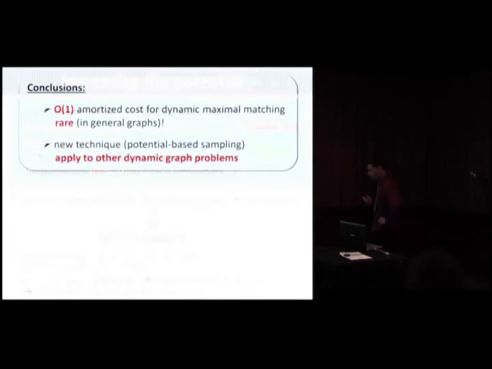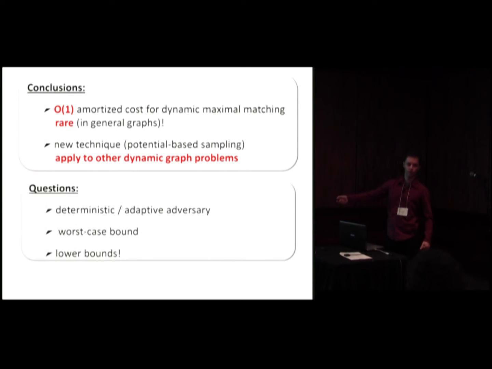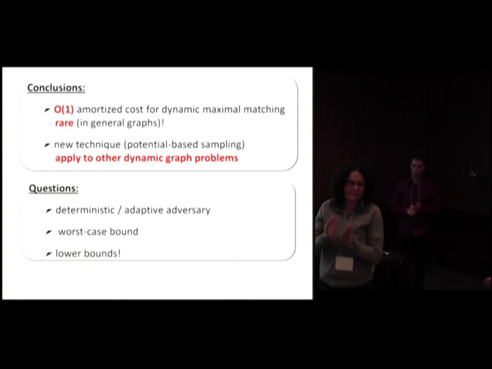And I want to conclude. We gave a constant amortized cost for this problem, and that's quite a rare bound in the area of dynamic graph algorithms. And using existing ideas and by developing a few new ideas, we got a new technique, and it would be interesting to apply it to other problems in the area. And there are many open questions. I just mentioned it would be interesting to get a worst case bound for this problem, or a deterministic algorithm. And of course, attacking this from the lower bound side would be interesting too. So thanks.